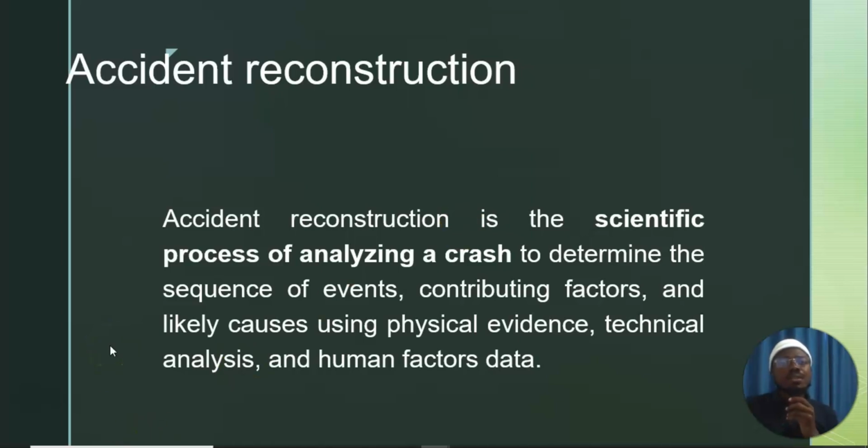So accident reconstruction here is the scientific process that is in place to analyze a crash in order to determine the possible sequence of events, taking into consideration the contributing factors that led to the crash and the likely causes, using the physical evidence gathered at the point of the crash, and some technical analysis and human factors data. So that is what accident reconstruction is all about, the scientific process of analyzing a crash.